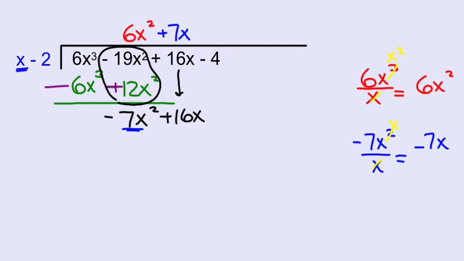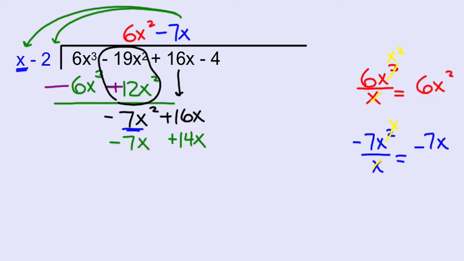Now we multiply again. We take 7x times negative 2, and we get negative 14x. And I take 7x times x. Oops, I forgot the negative here. See that? Should be a negative here. Negative 7x. All right, so multiply negative 7x times negative 2 is positive 14x. And then negative 7x times x is negative 7x squared.